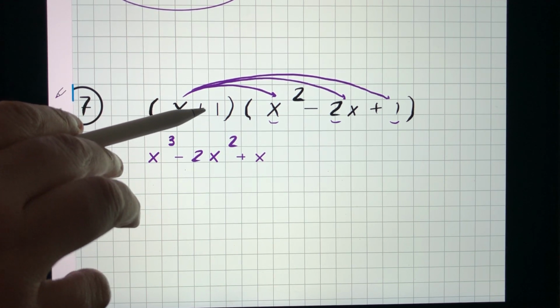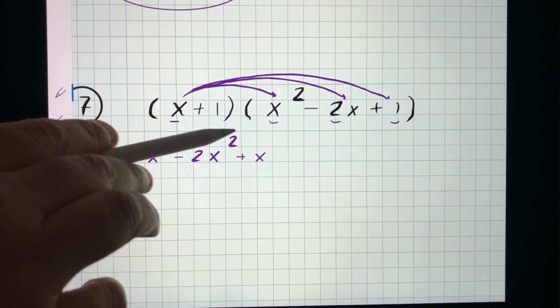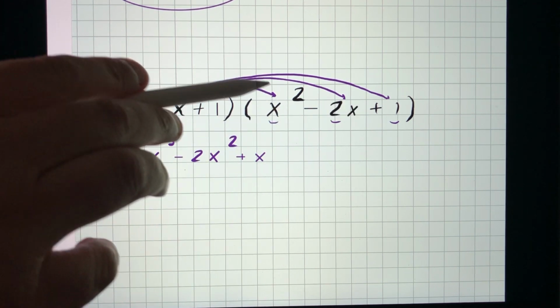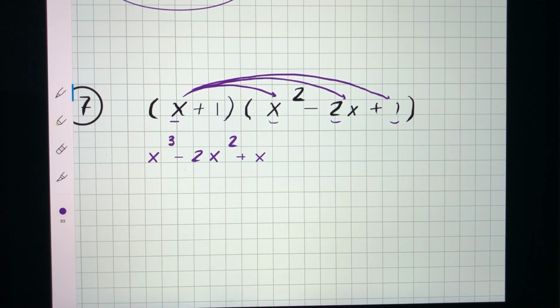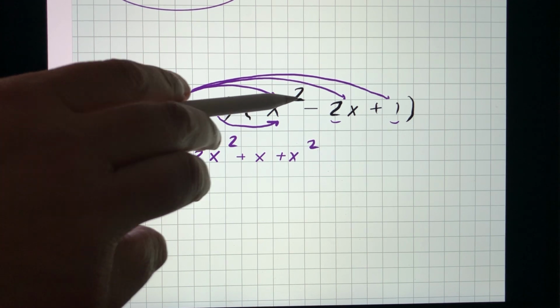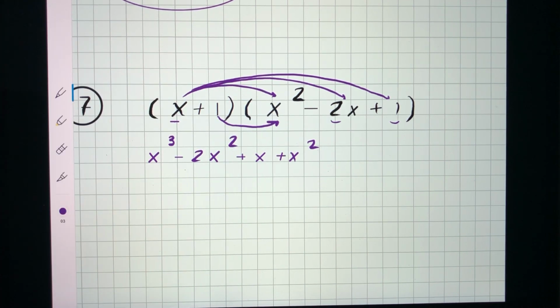Now we move to the plus 1 and we're multiplying 1 by every term in the second set of parentheses. So 1 times x squared is x squared. Multiplying anything by 1 doesn't change it, so we will get x squared minus 2x plus 1 again. Now we're done with multiplication, we're combining like terms.